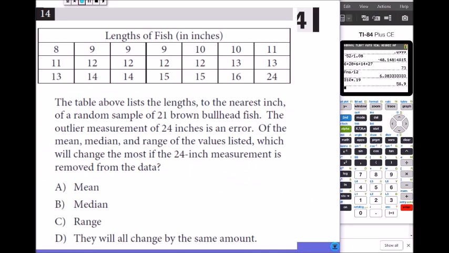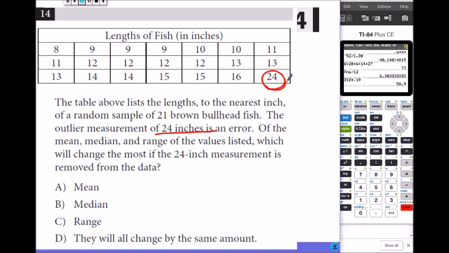14. The table below lists the length to the nearest inch of a random sample of 21 brown bullhead fish. The outlier measure of 24 is an error. Of the mean, median, and range of the values listed, which will change the most if the 24-inch measurement is removed? All right, so the mean is the average. You add them all, and you divide by the number of fish, and there were 21 brown bullheads, right? 1, 2, 3, 4, 5, 6, 7 by 3, so 21.